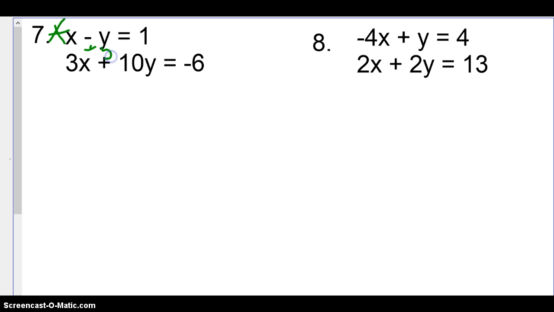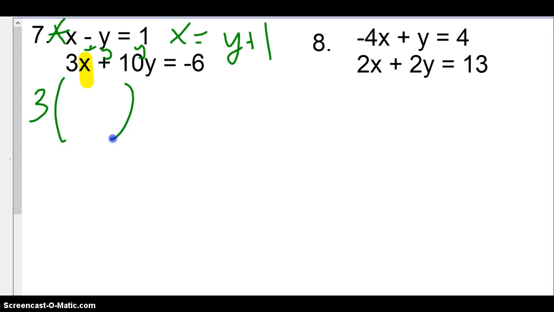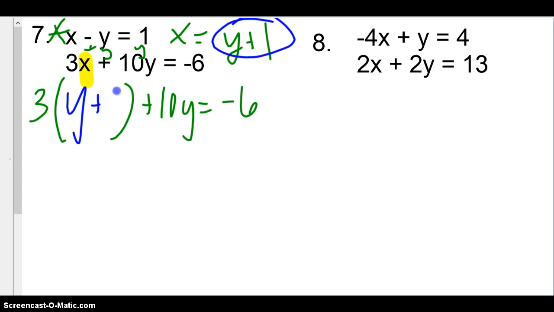So I add y, so I get x equals y plus 1. Then I'm going to put that in right here. So I'm going to write 3 and put a parentheses out, and I'll fill that in a little while, plus 10y equals negative 6. Now this little thing, x right here, is y plus 1, so I'm going to put in y plus 1. Draw the line down.